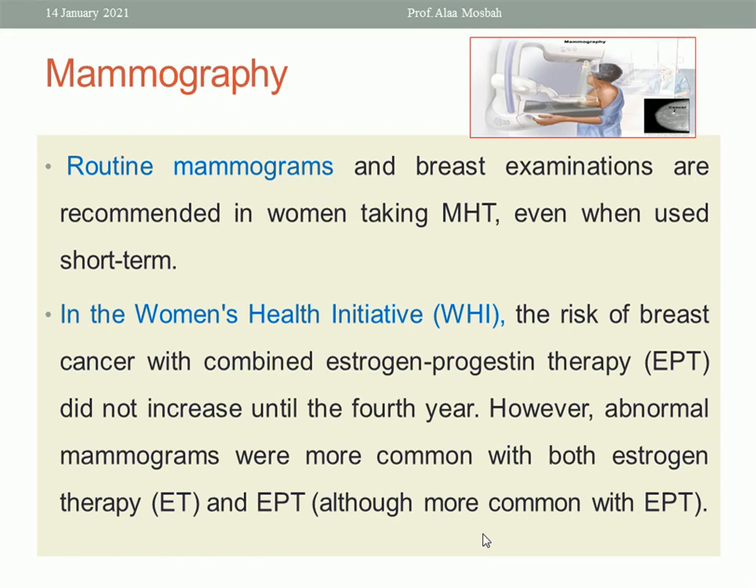Also, during follow-up, you are in need to do mammography, routine mammogram, and breast examination are recommended in patient taking HRT. In Women Health Initiative study, the risk of breast cancer with combined estrogen progestin therapy didn't increase until the 4th year. So this risk increased with the 4th year or after the 4th year. However, abnormal mammogram were more common with both estrogen and progesterone treatment. Okay? So abnormal mammogram occur with estrogen and progesterone therapy, combination of both, more common.